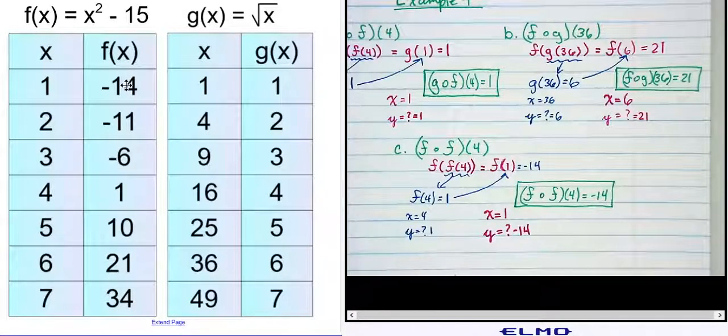All right, and that is it, guys. That is done with tables and then with graphs. And that's it. That's all we got to do. Simple, easy, not hard.